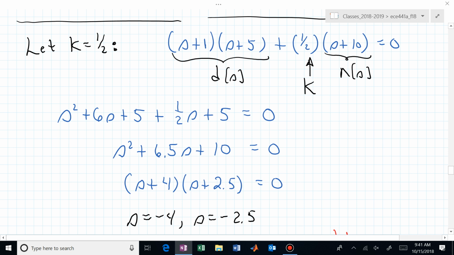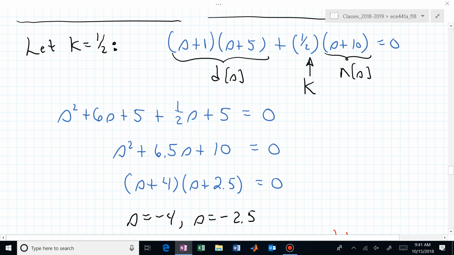What was the dominant pole in the open loop? What was its location? -1, wasn't it? What's the dominant pole here? What's the pole that's closest to the origin? -2.5. Is that faster than a pole at -1? We have sped up the system, haven't we, by introducing feedback and introducing a gain.